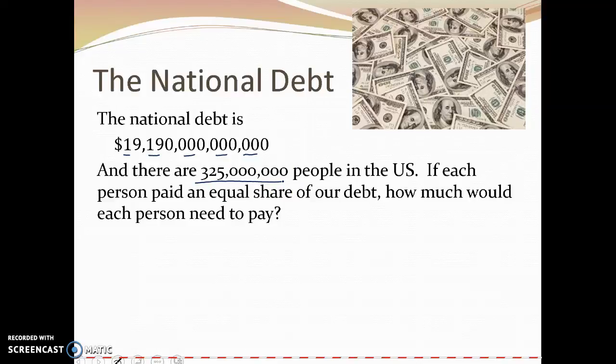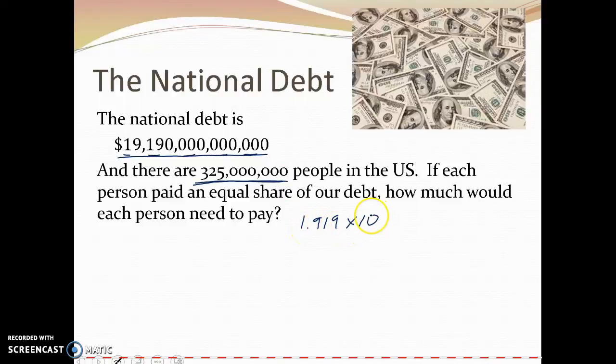And so let's suppose that we decided that we were just going to pay off the national debt. Everybody just pays the same amount, and as soon as everybody pays their same amount, we'd have a debt of zero. Well, how much would each person have to pay? Well, in order to answer this question, we're going to have to put both of these in scientific notation, or at least that would be one way that we could do it, at least so that we can use our calculators.